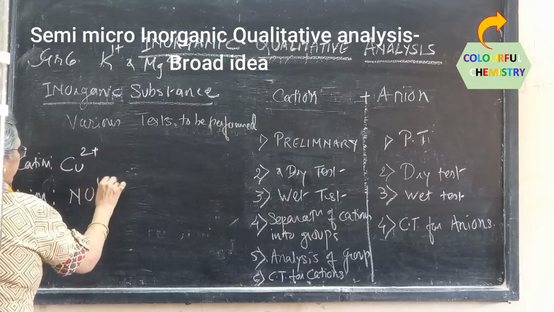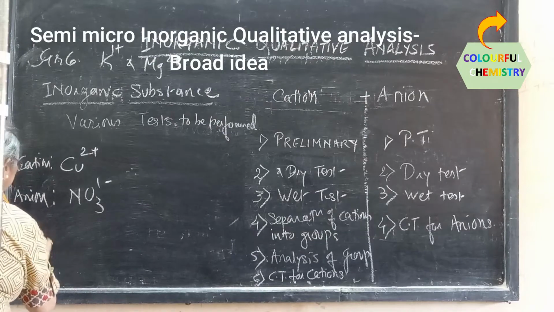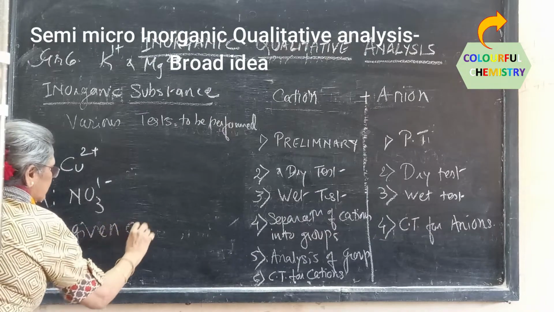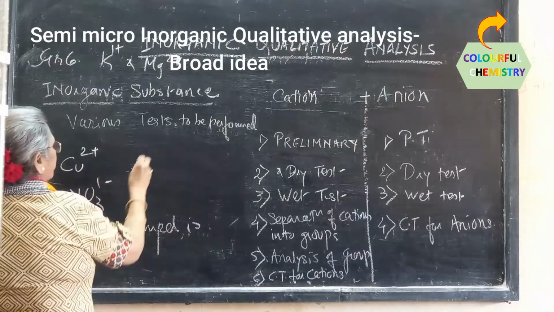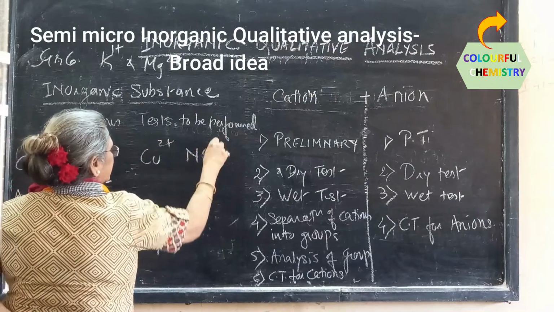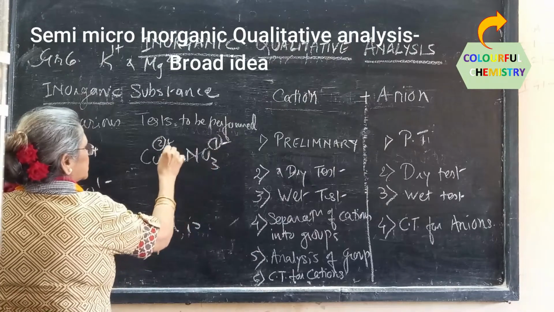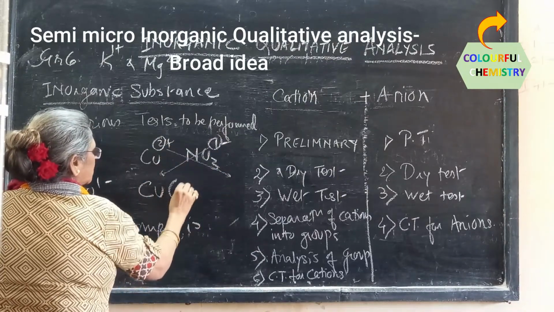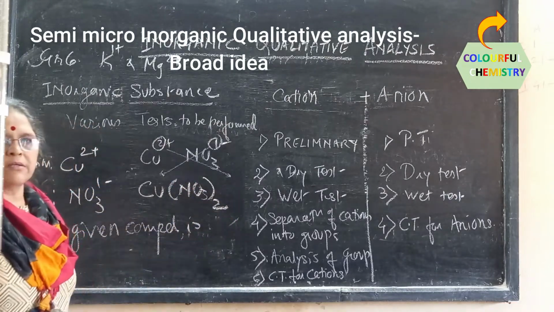The anion is NO3 1 minus, nitrate ion. Therefore, the given compound is... you have to write the correct formula. How will you write the formula? Copper bivalent ion and NO3 1 minus ion. Like that you write down. And these powers, without the sign, you cross over and write as suffix. Therefore the given compound is Cu(NO3)2. This is the pattern.